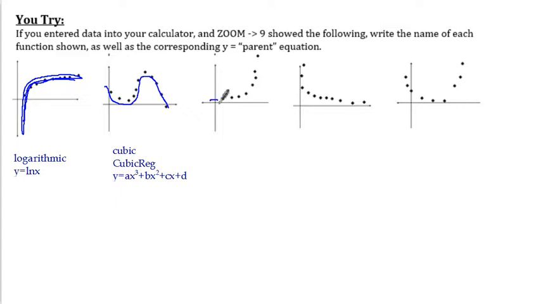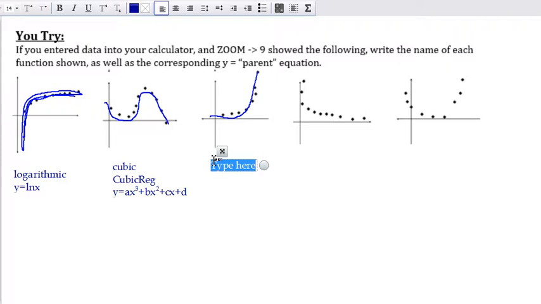If you see this in your Zoom 9, you should pick exponential. This is exponential growth. You should pick exponential regression. And you're going to see a spit out from the calculator of y equals a times b to the x power. And we'll see that today.